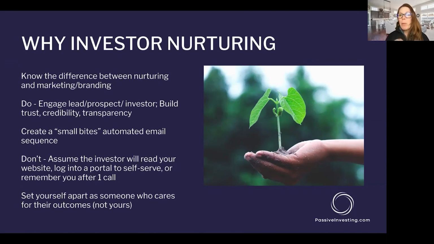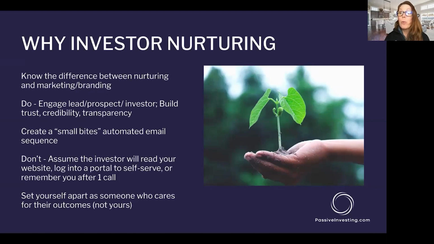All right, when you're putting together your nurturing materials or your investor onboarding process, and I'm going to bring up this point again, don't assume the investor is going to self-serve. There are some people out there that will. Don't assume that, when you say on your call, hey, go to my website, check this out, log into our portal, download this information, they're actually going to do that, and remember you after the call. Because if this is your first call with that investor, you've taken them from a lead to a phone call, and they're probably calling 5 to 10 other operators, maybe even 20.